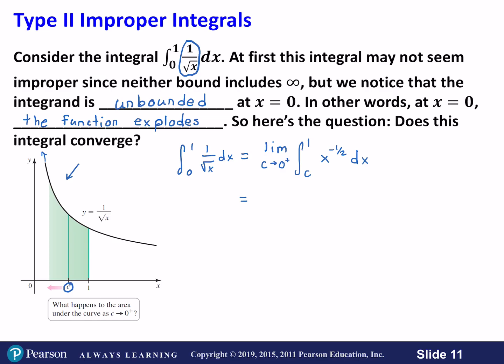And we just evaluate this like normal. So we have the limit as c approaches 0 from the right. Remember that plus sign in the exponent means that we are approaching the number 0 from the right of 0. So this area is to the right of 0. Okay. So the integral of x to the negative 1/2 is just x to the 1/2 divided by 1/2, evaluated from c to 1.